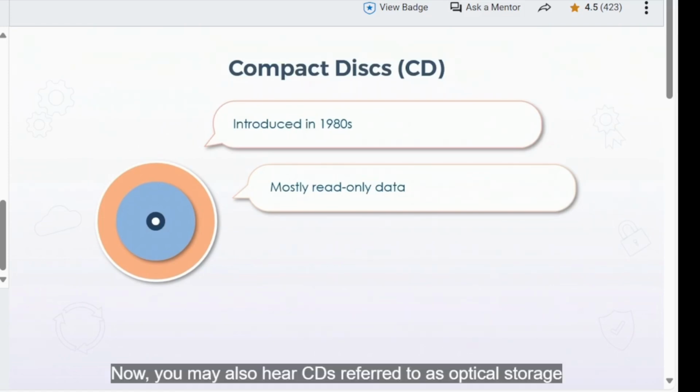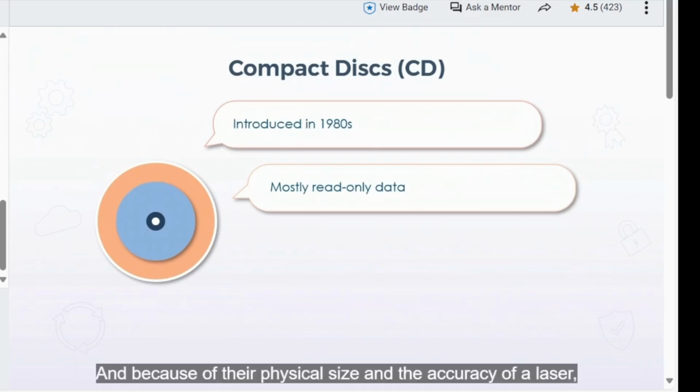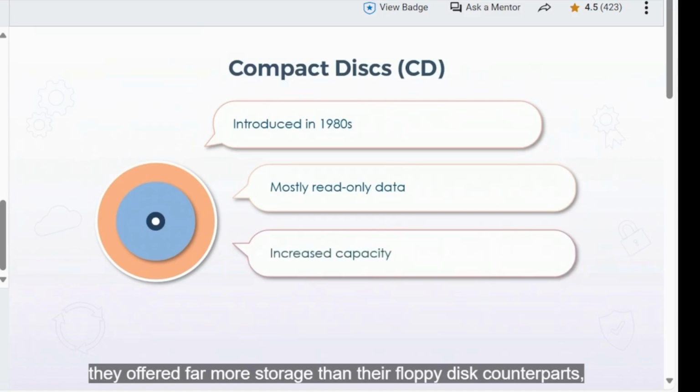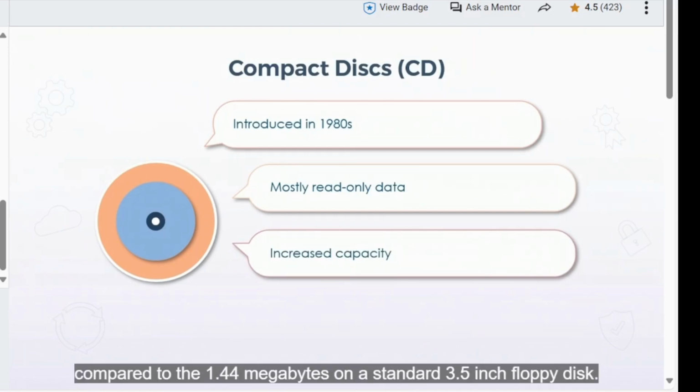introduced. Now, you may also hear CDs referred to as optical storage because they're written to and read from using a laser that reflects off the surface as opposed to an electromagnetic charge. And because of their physical size and the accuracy of a laser, they offered far more storage than their floppy disk counterparts, in most cases up to 650 to 700 megabytes compared to the 1.44 megabytes on a standard 3.5-inch floppy disk. So this of course was a tremendous improvement for portable data.